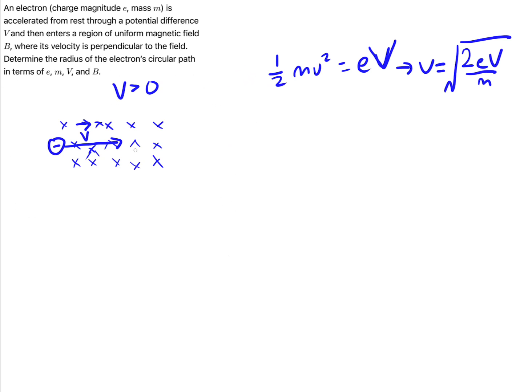Now let's move on to the second part, where we want to find the radius of the circular path. The force vector on a charge due to a magnetic field B is given by the charge Q times the cross product of the velocity and the magnetic field vectors. Here the velocity is drawn pointing to the right, and the magnetic field is going into the page. We can use the right-hand rule to determine the direction of the force.